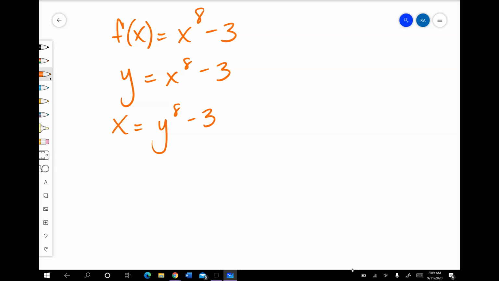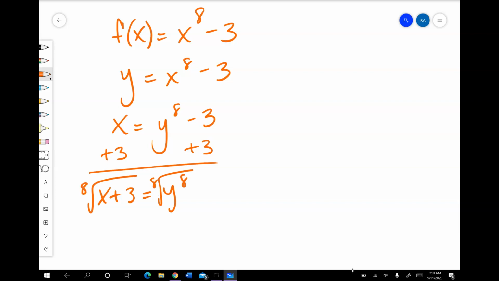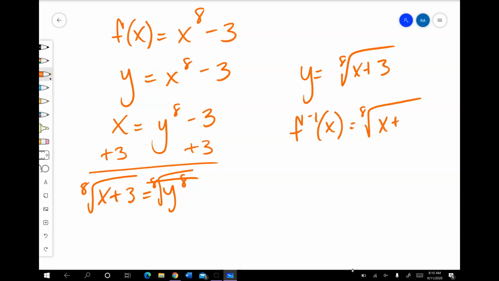Now let's solve for y. Work out in. So we're going to add 3. I now have x plus 3 is equal to y to the 8th. To get rid of the 8th power, we take the 8th root. Okay? And so now I have y equals the 8th root of x plus 3, which really is f inverse of x equals the 8th root of x plus 3.